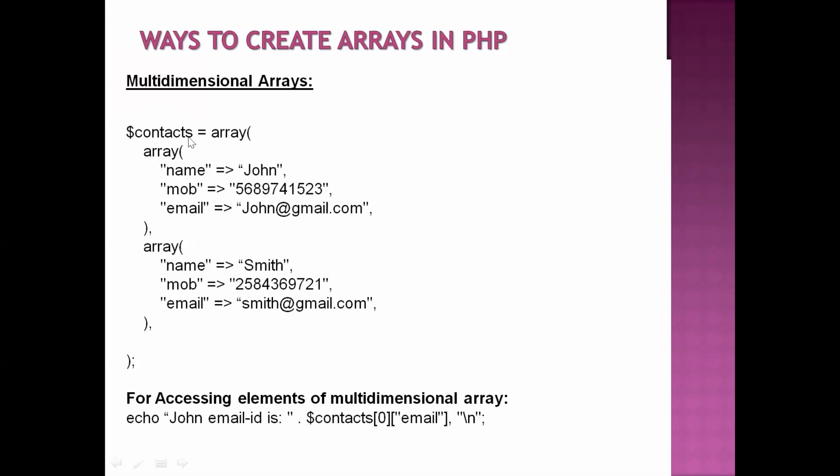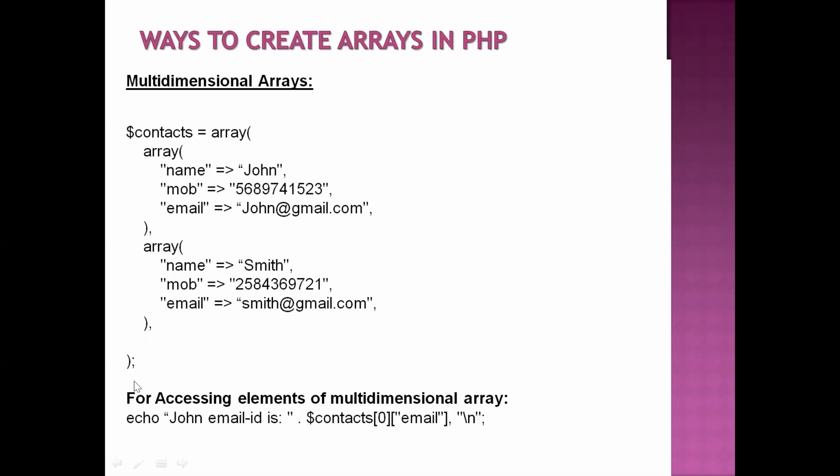And in this multi-dimensional array, I am storing 2 arrays of information, or 2 students' information, right? So array of 1 student, array of 2nd student. Here, in the array, name will be the key and John will be the value. Mobile number, and this will be the value. Email is the key or index, and this will be the value of that email. Okay, this is about 1 student's information. And here I am storing 2nd student's information. That means multiple arrays I am writing in one array. So that is a multi-dimensional array.